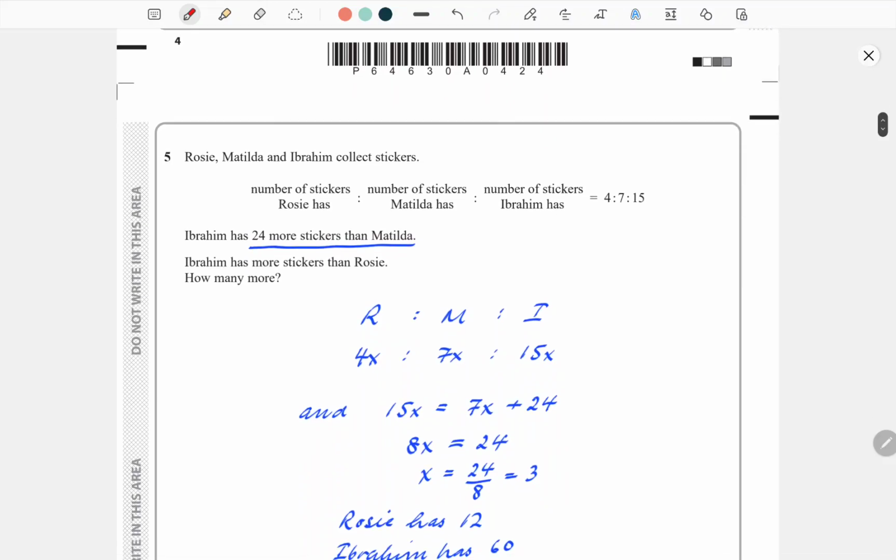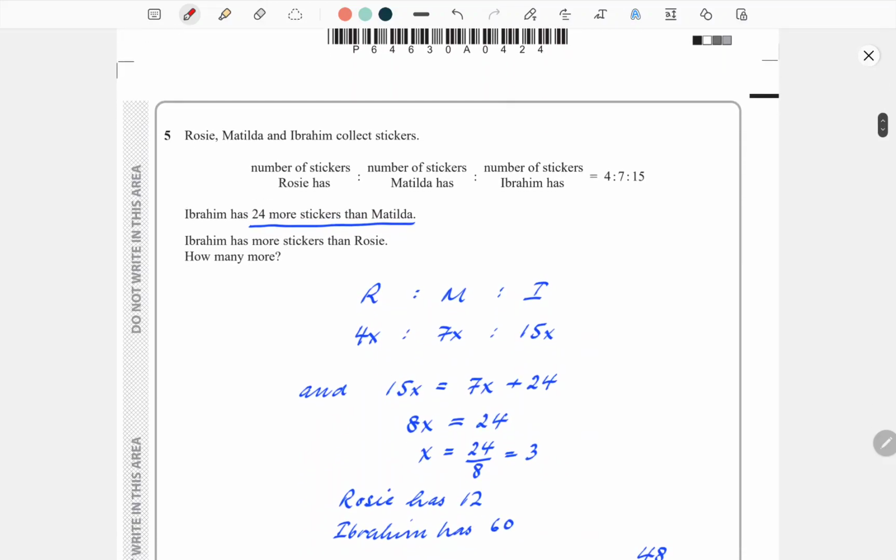Number 5. We have Rosie, Matilda, and Ibrahim. They collect stickers. And the ratio of stickers is given as 4 to 7 to 15. Then they add a little bit of extra information: Ibrahim has 24 more than Matilda. So we're relating plus 24 going from there to there. Whatever Matilda has, you add 24 to it to get Ibrahim's number.